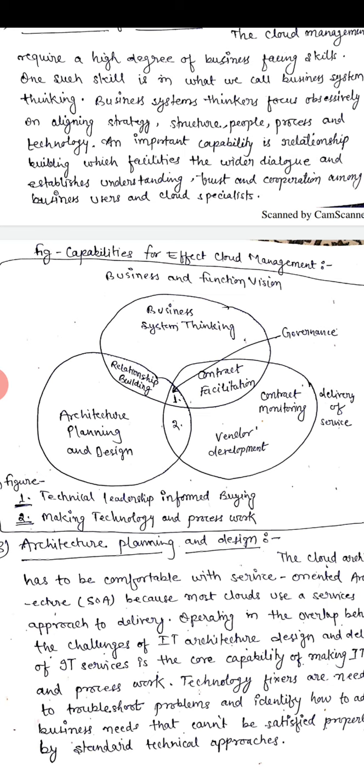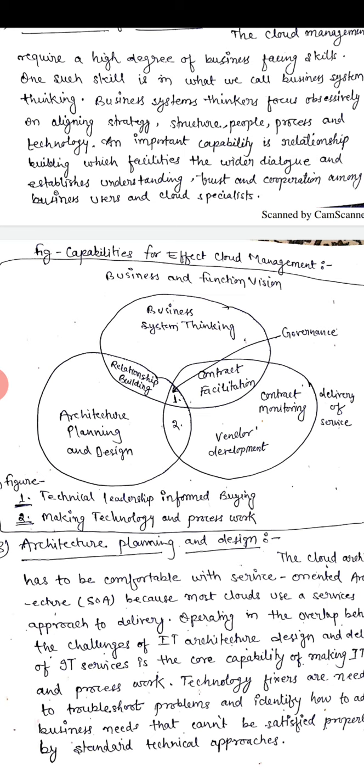There is a business and function vision. Second is the delivery of services, that is vendor. And third is architecture, which covers architecture, planning and design. Architecture we discussed in the second unit, planning and design we discuss in the fourth unit, in which we talk about the cloud security.